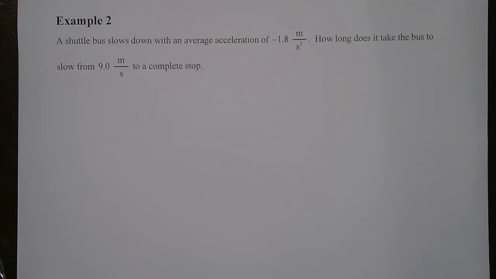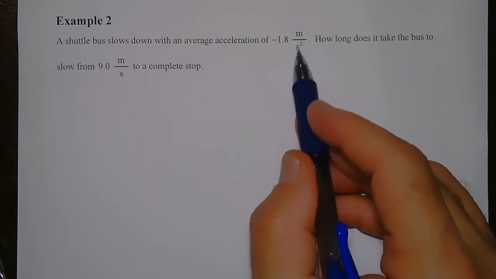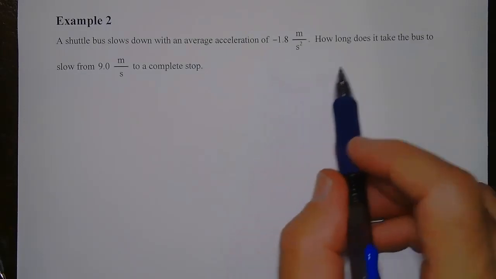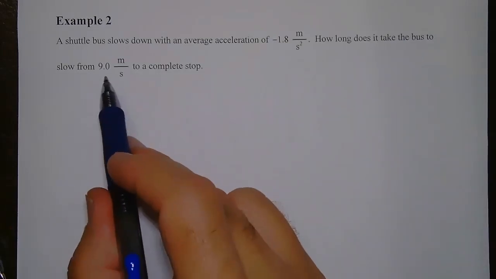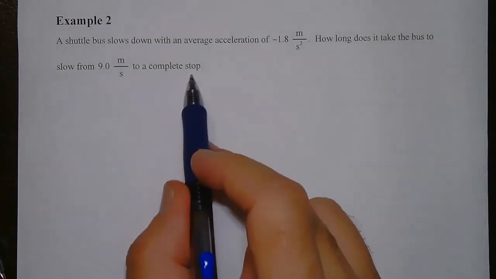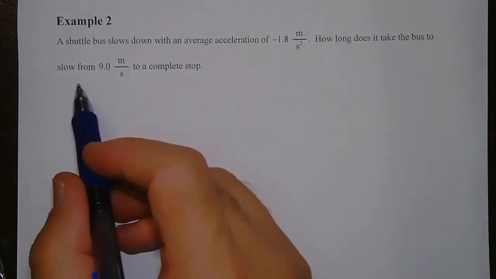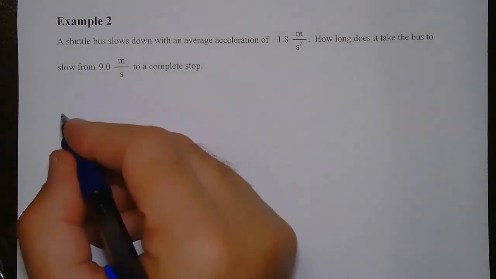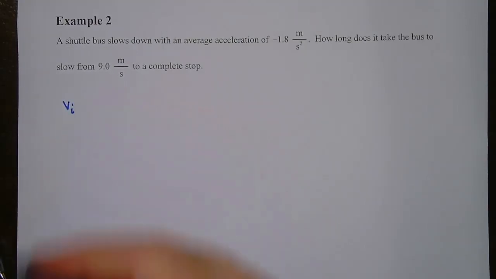For this next problem, a shuttle bus slows down with an average acceleration of negative 1.8 meters per second squared. We know from the units that that has to be an acceleration, and it's a negative acceleration. How long does it take the bus to slow from 9 meters per second to a complete stop? So now we've got to infer, what does a complete stop mean? We were starting at this 9 meters per second. So that is our v sub i.